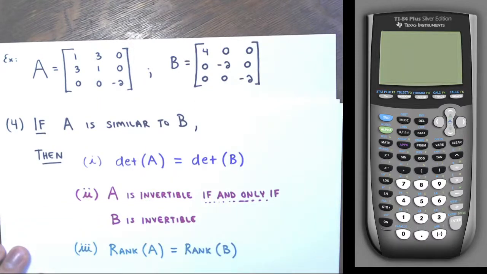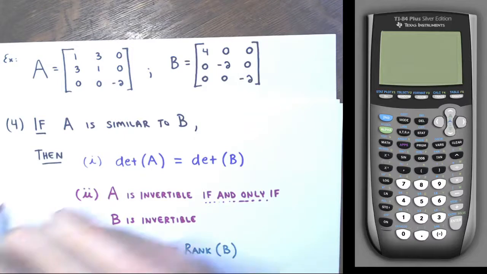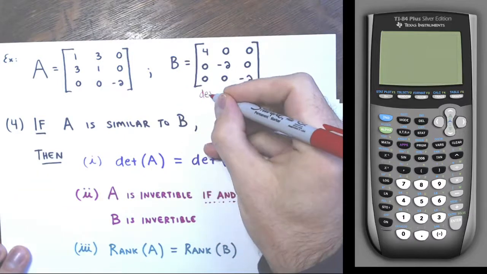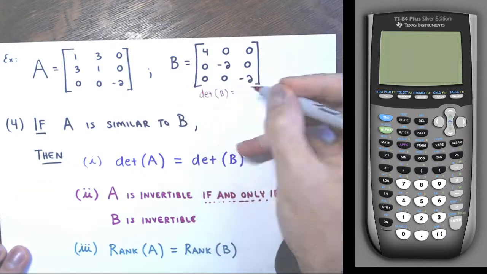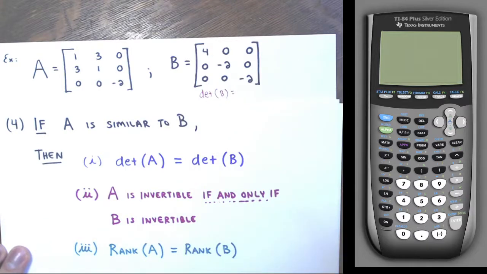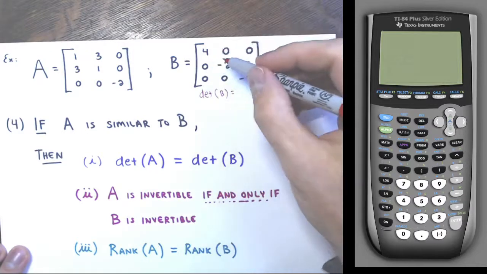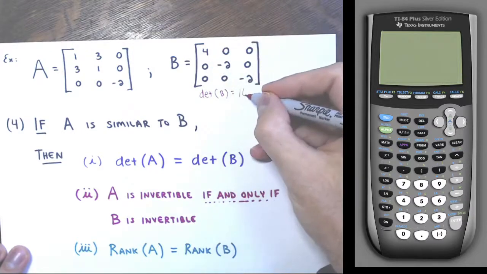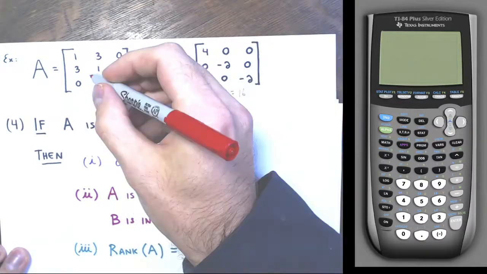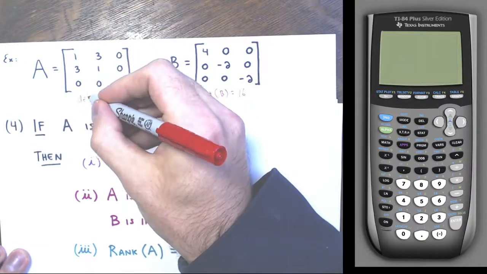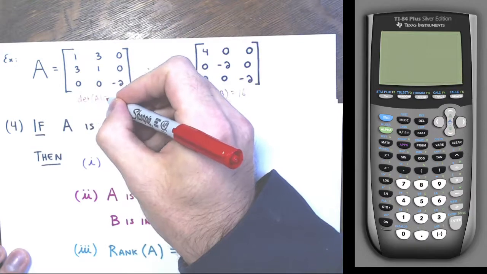Now the determinant of B is a simple one, right? Because it's a diagonal matrix. And remember, for a diagonal matrix, or even just triangular matrices, upper triangular, lower triangular, the determinant was simply the product of the diagonal entries. 4 times -2 times -2, that'd be positive 16. This would also have a determinant of positive 16.